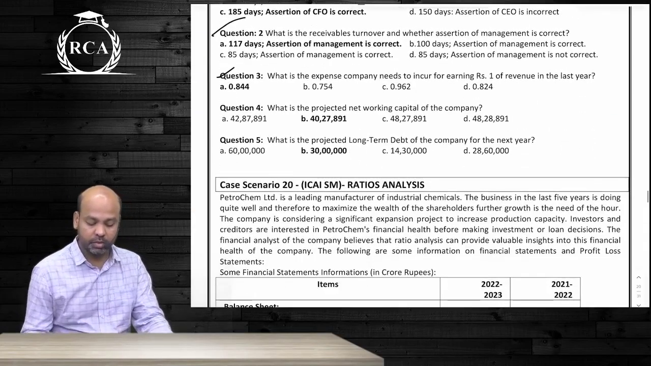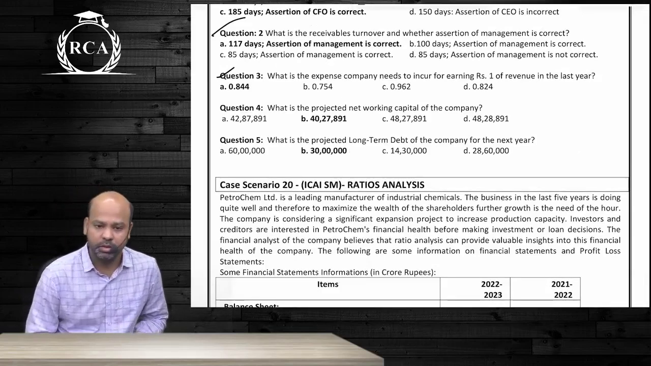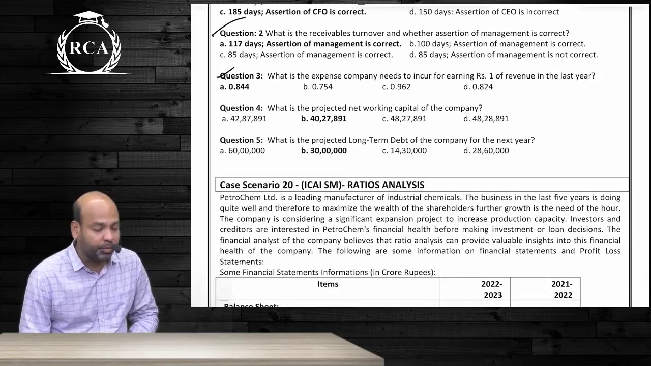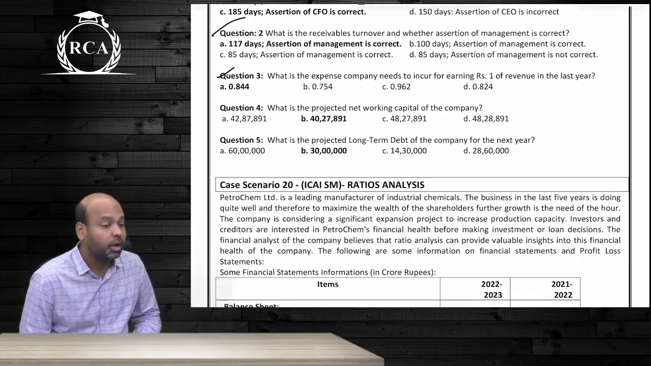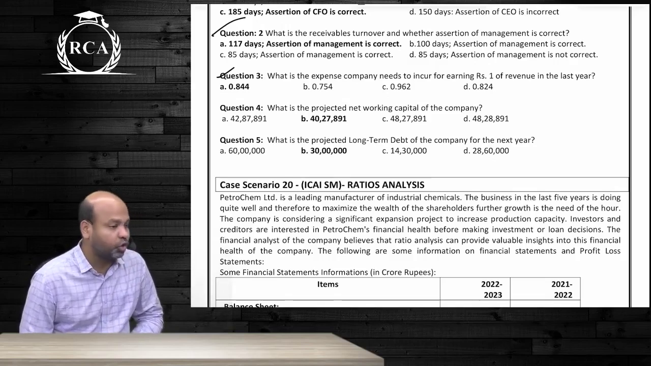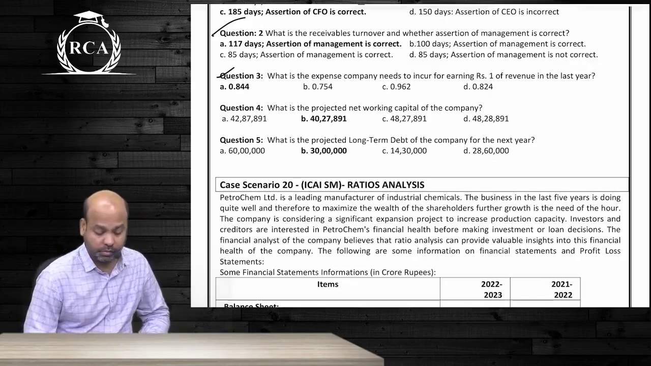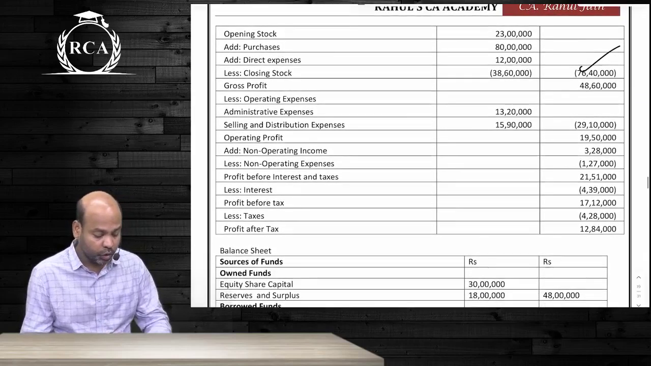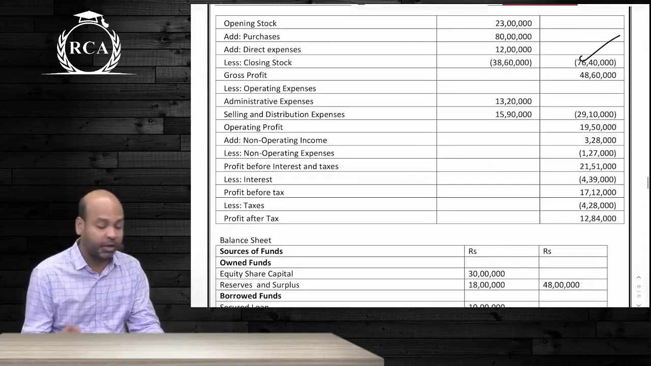Third bit. What is the expense company needs to incur for earning 1 rupee of revenue in the last year? When they say expense company needs to incur for earning 1 rupee of revenue, they're talking about operating ratio. Please mark that as important. Operating ratio is your overall cost of sales. Look at the revenue statement. You know your operating profit is 19.5 lakhs. You know that your revenue is 125 lakhs. Can you take the difference?